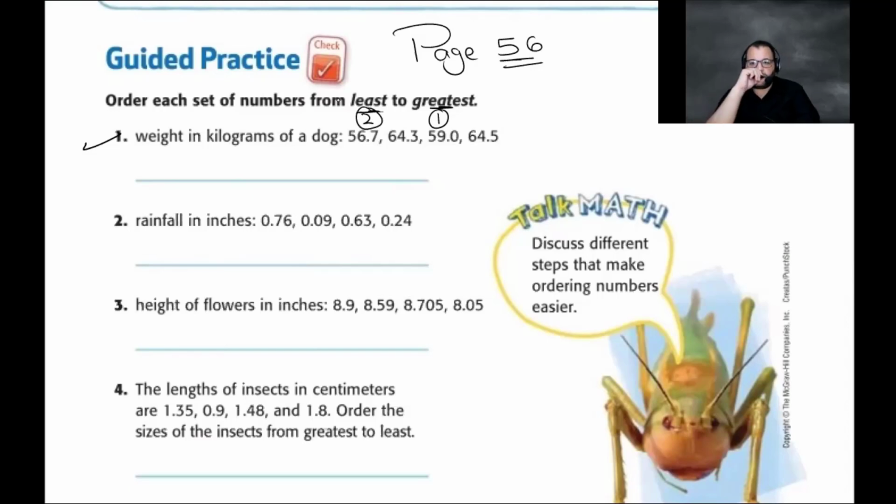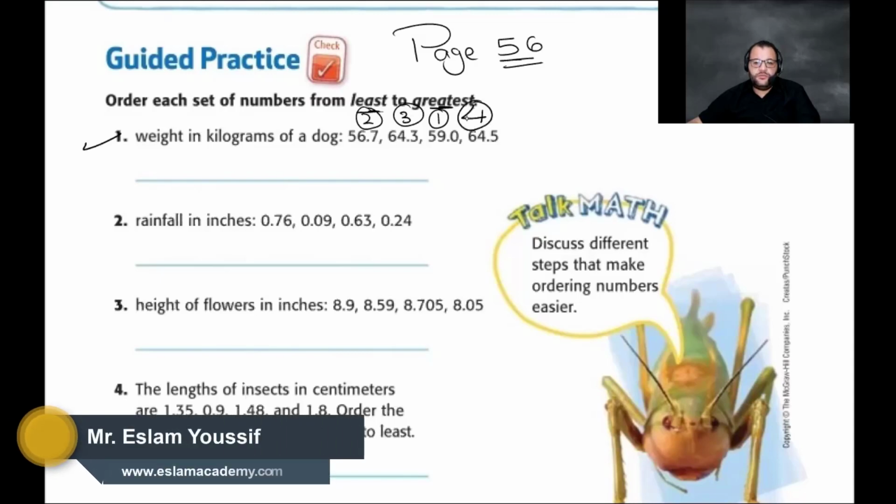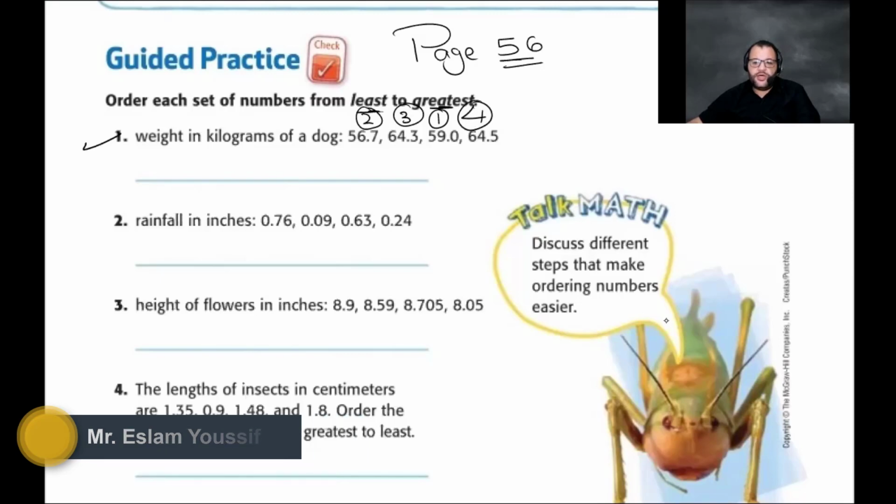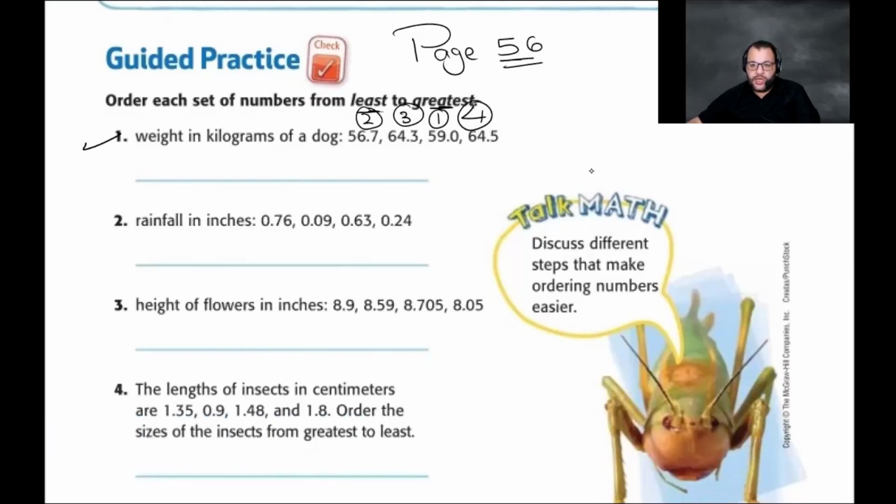Then 64.3. Okay. Then 64.5. That's the order. Do you have any other answer? Is this answer right or wrong? Yusuf Khattabi, is this answer right or wrong?